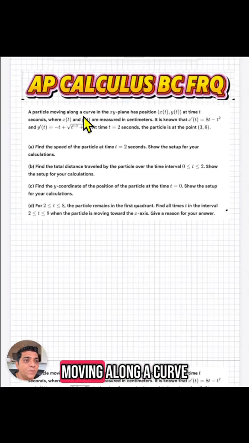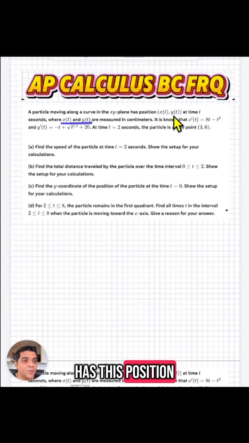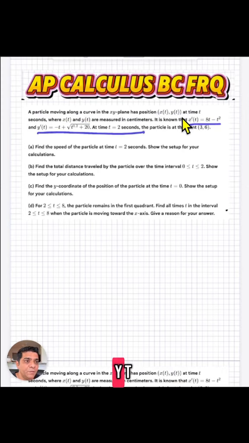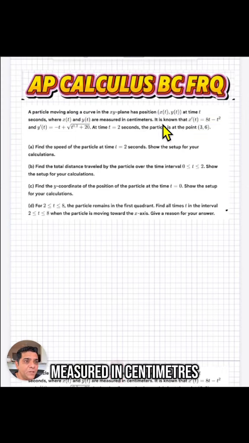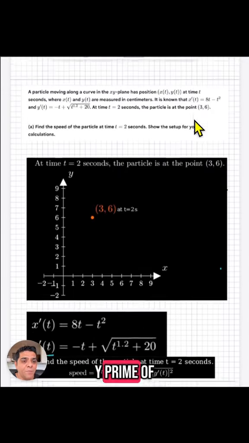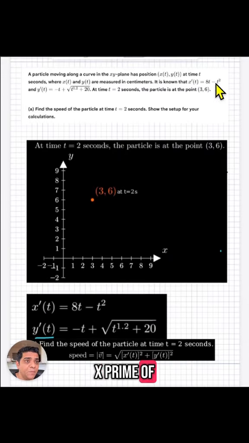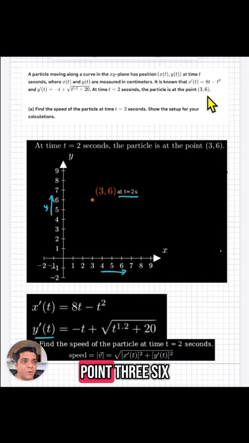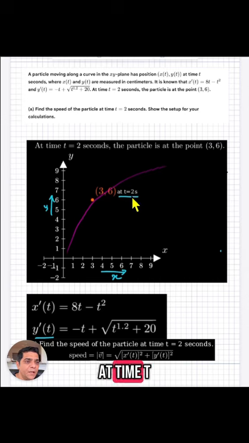So a particle is moving along a curve in the XY plane. It has position x of t, y of t at time t, measured in centimeters, and x prime of t and y prime of t have been given. X prime of t and y prime of t are the velocity at any time t. So at time t equals 2 seconds, this is where the particle is at: x value 3 and y value 6 is the position at time t equals 2 seconds.